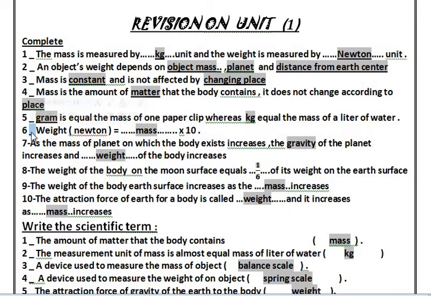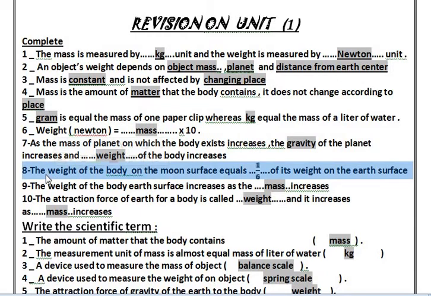Number 6, the rule. Weight equal mass by 10. Number 7. As the mass of planet increases, the gravity of the planet increases and the weight of the body increases. كلما زادت كتلة الكوكب جاذبيته بتزيد وبالتالي الوزن عليه بيزيد.